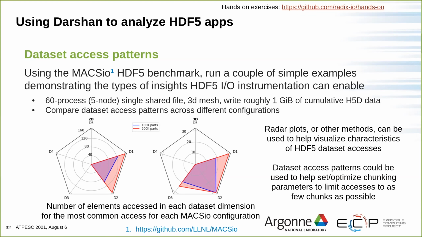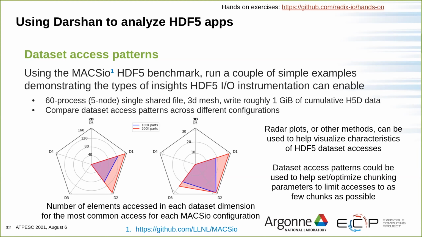We're basically capturing in these radar plots the dimensions of access that are commonly being used for this application. So starting on the left side is a radar plot for 2D accesses. You can see that there's only 2 dimensions on this radar plot that are being accessed, and it shows you for 2 different configurations how large the accesses were in each dimension. Similarly, on the right side, for 3D, there's 3 spines that are active here, and it shows you for the most common access sizes how much data in each dimension was being accessed.